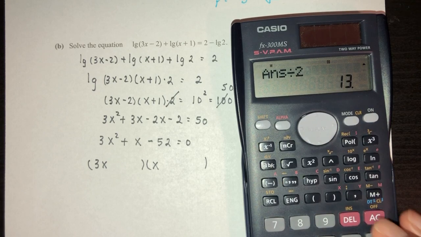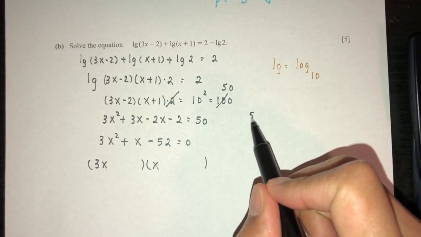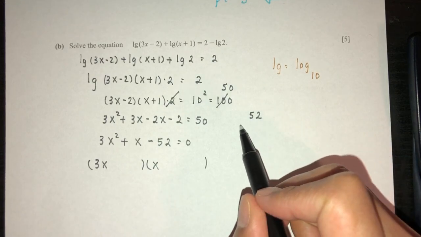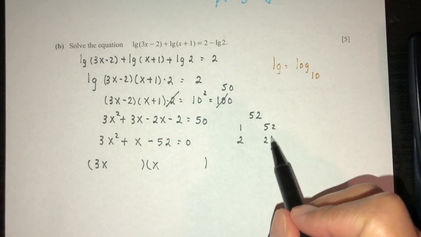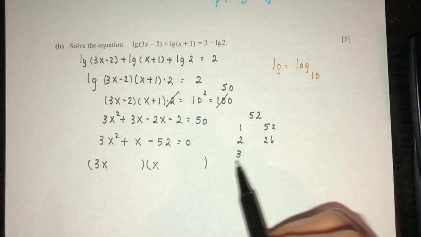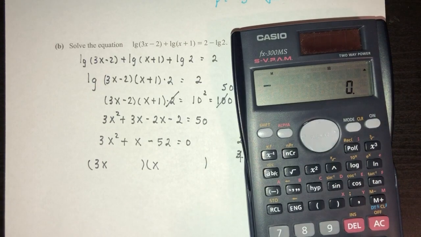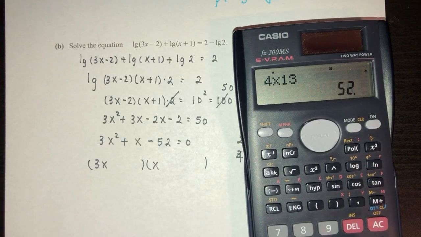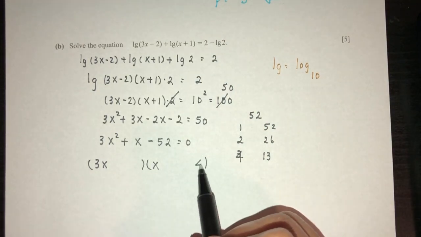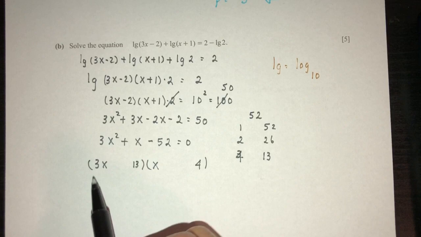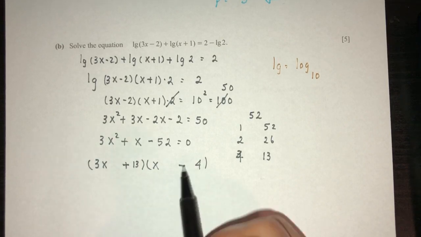So from what I can see, it's showing to be what? 52. It is 1 times 52, 2 times what? 26, and 4 times 13 from what I can see. 4 times 13 is 52. Now we have to make this become 1, so we have to put 4 here and 13 here. So to get 1 here, we have to have plus 13 and minus 12.